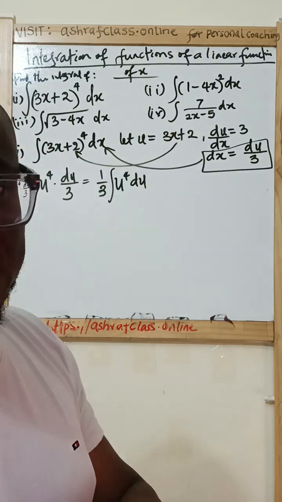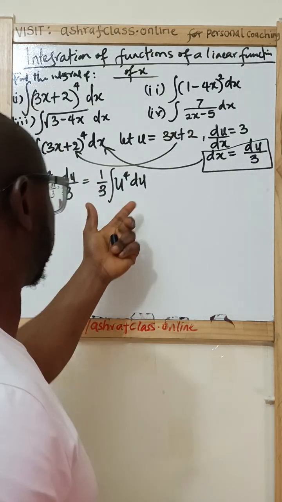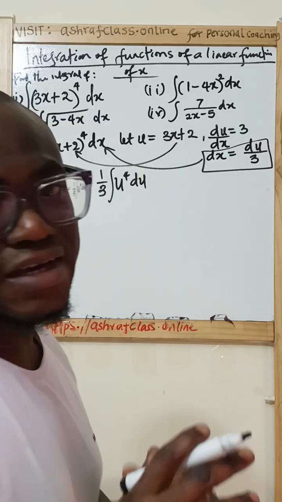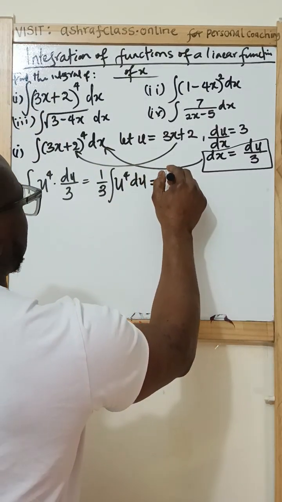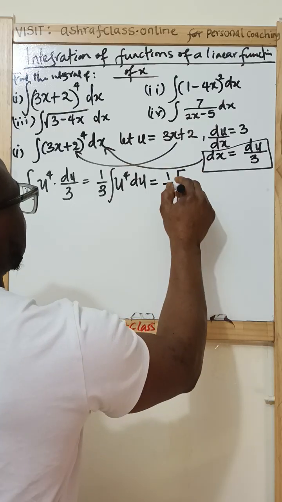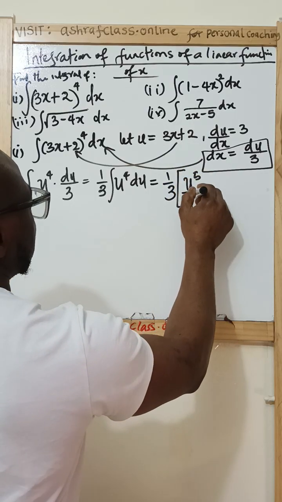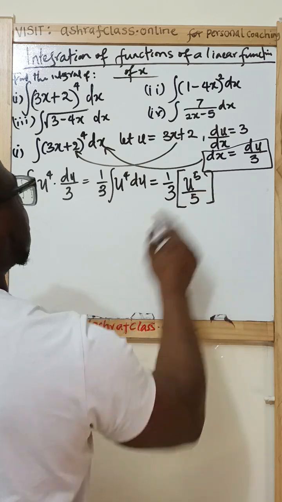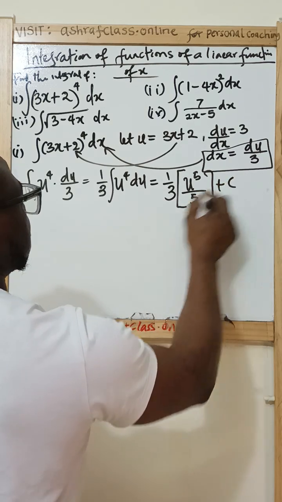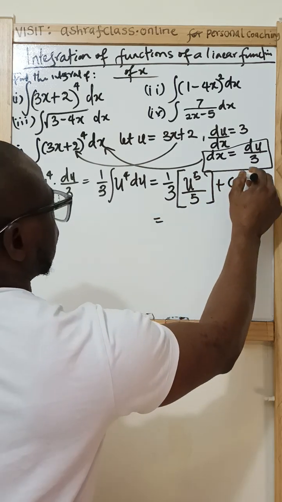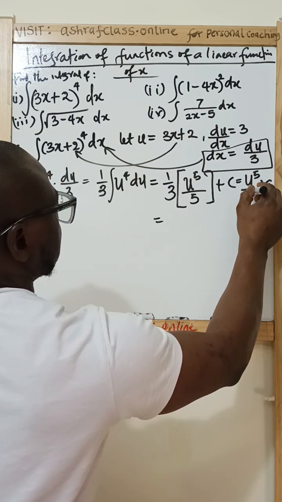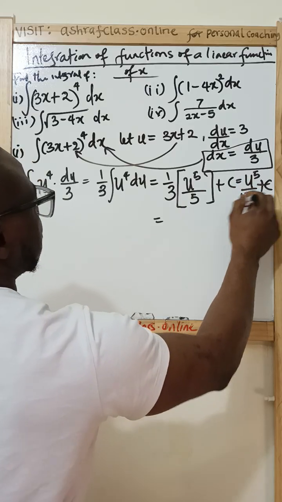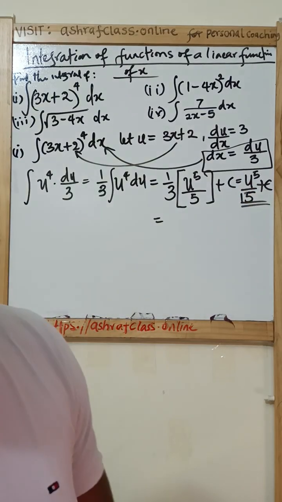So this now looks like the normal expression that we have with only x. And we can now integrate this, and this is going to be 1 over 3 times u raised to the power 5 all over 5, plus c. So that is u raised to the power 5 all over 15 plus c. This is going to be the final answer.